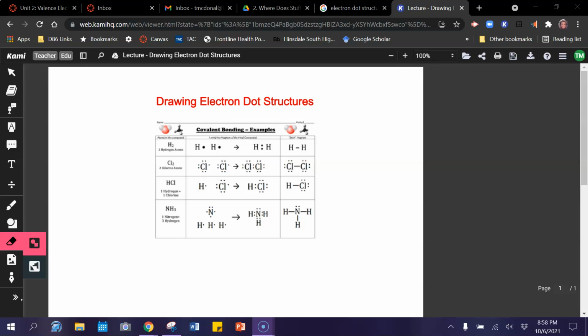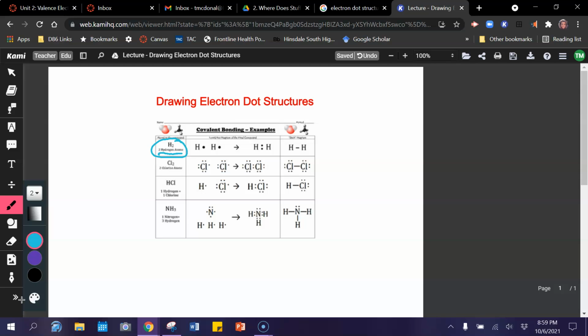So I found this chart online and I thought it was a good one to start things out. Over in my left-hand column, I have the chemical symbol for a molecule here, H2. It's made up of 2 hydrogen atoms. And then in the center column, you can see that they've made electron dot structures, also known as electron dot diagrams, for each atom. And then at the end of the arrow, it shows how the 2 electron dot structures are put together to create the molecule of hydrogen.